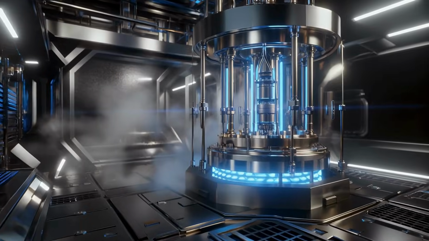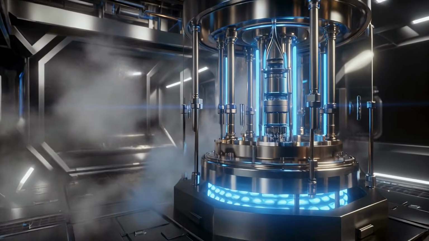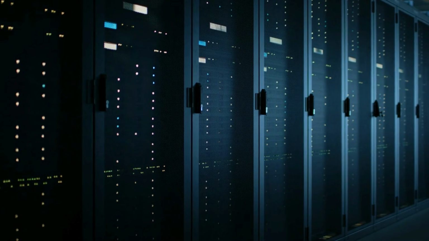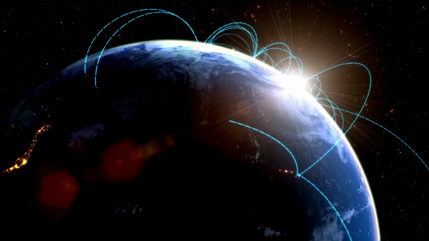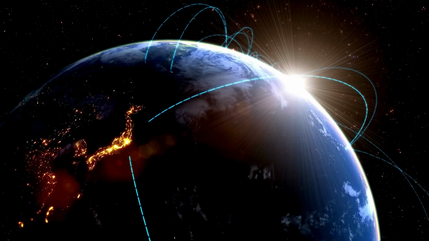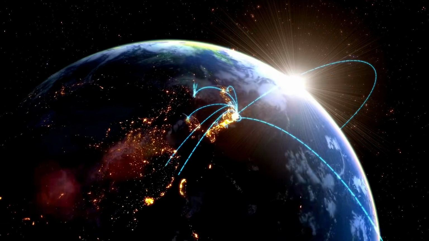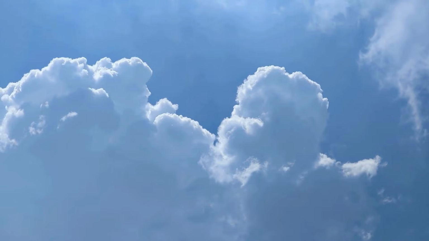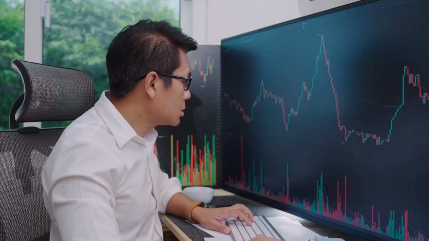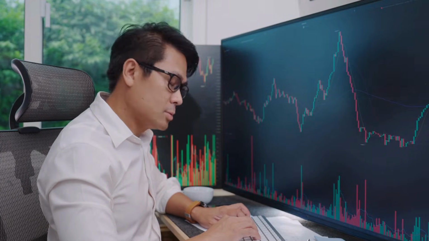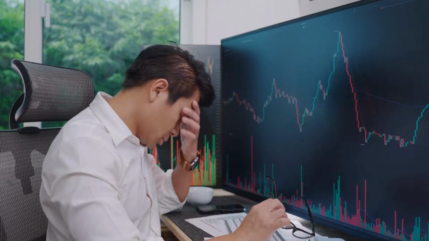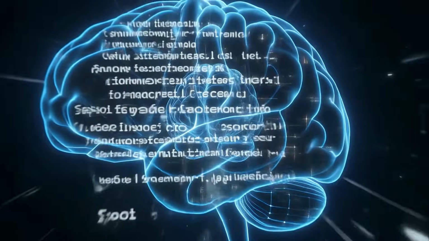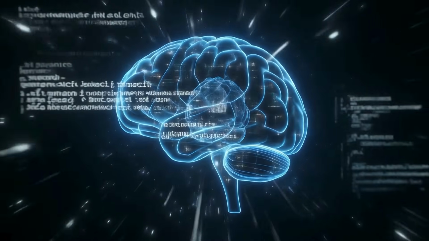So what happens when our most powerful thinking machines can live forever? We get a world where complex, intractable problems are being worked on 24/7 by a new form of intelligence. Imagine a global network of immortal quantum computers continuously optimizing our power grids, designing new catalysts to pull carbon from the atmosphere, and running economic models to prevent financial crises before they begin. It's like giving humanity an immortal, tireless digital brain dedicated to solving our biggest challenges.